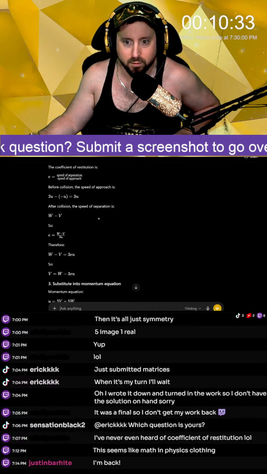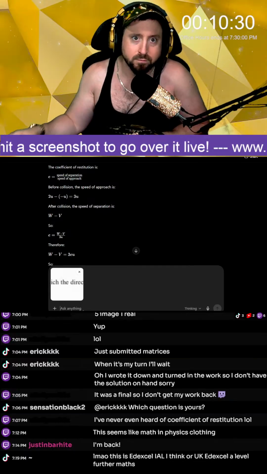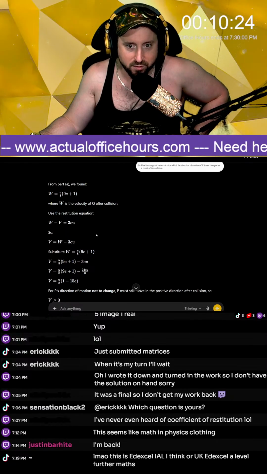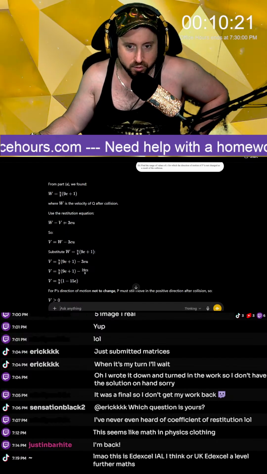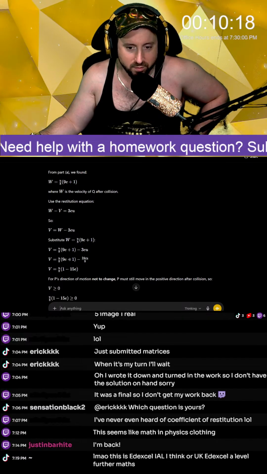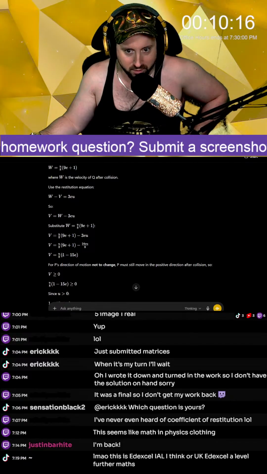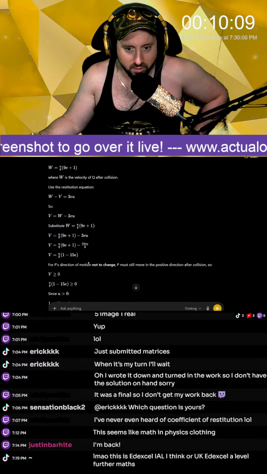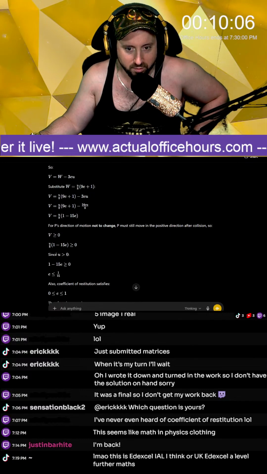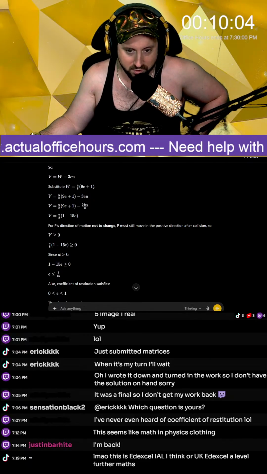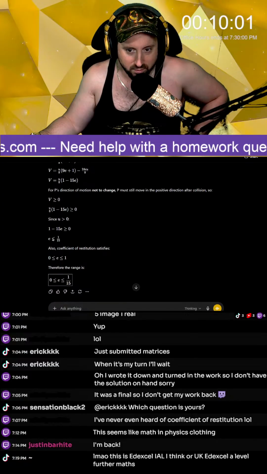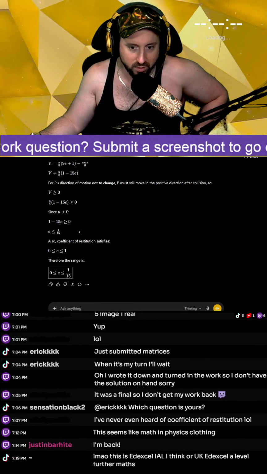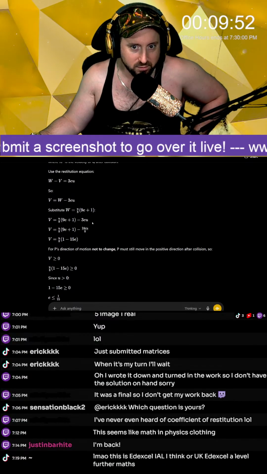Let's see. Curious. I'll learn with chat. This is Edexcel IAL, I think. UK Edexcel A-level further maths. Yeah. Let the coefficient of restitution be this. So, okay. This is just so annoying. You're just plugging things back in over and over again. For P's direction not to change, P must still move in the positive direction, so V must be greater than or equal to 0. And since U is greater than, because that's the initial velocity, sure. Okay. Right, and coefficient of restitution does have to be less than 1. Okay. Fascinating.